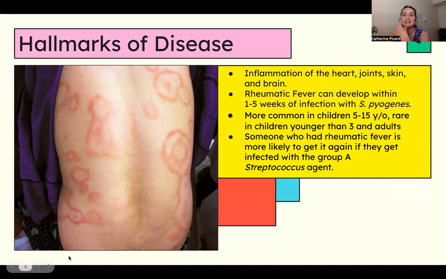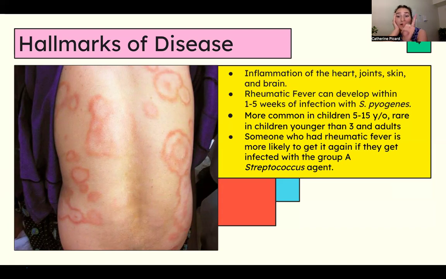Hallmarks of the disease is inflammation of the heart, joint, skin, and brain. All the best places to have inflammation. Like, truly terrible. It's so sad. It just, like, that sucks. So it can develop within 1 to 5 weeks of being infected with the infectious agent.